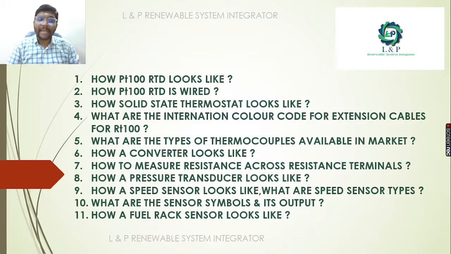That is, how a PT100 RTD, the temperature sensor, looks like. How we need to do the wiring. How a solid state thermostat looks like, what the international color codes for extension cables are, and what the different types of thermocouples available in the market are. How a converter looks like, how to measure a resistance across the resistance terminal, how a pressure transducer looks like, how a speed sensor looks like, and what the speed sensor types are. What the sensor symbol and its output are, and how a fuel rack sensor looks like.